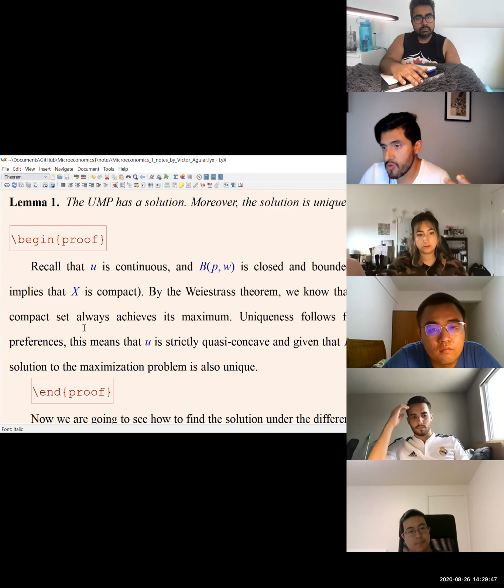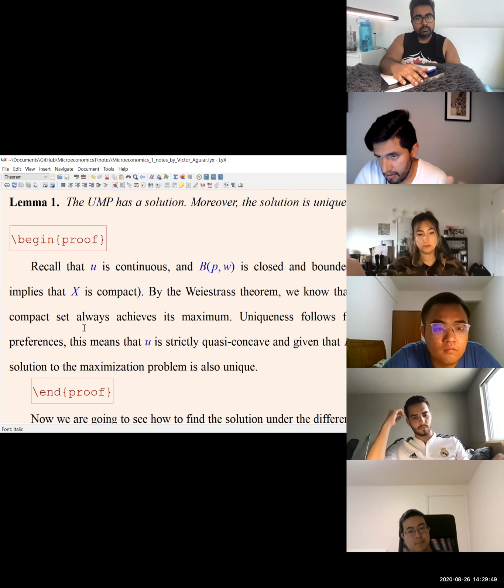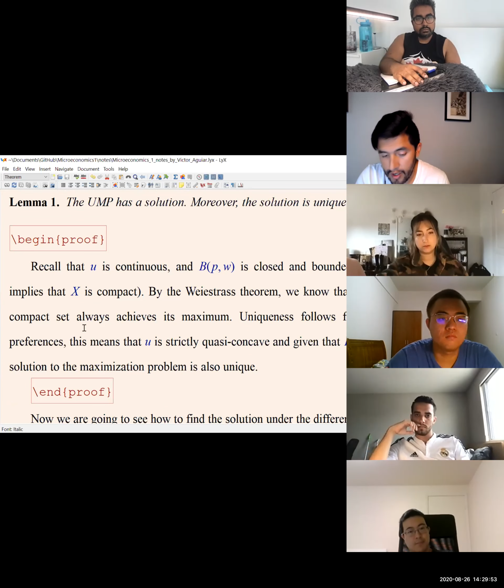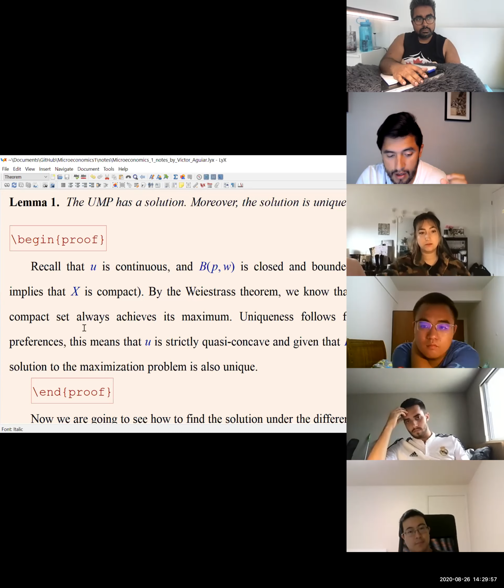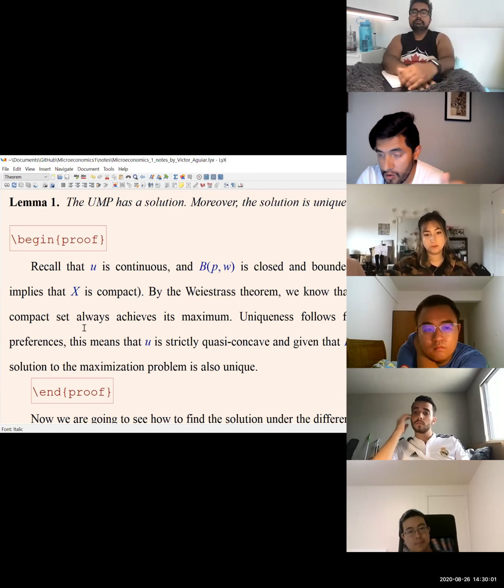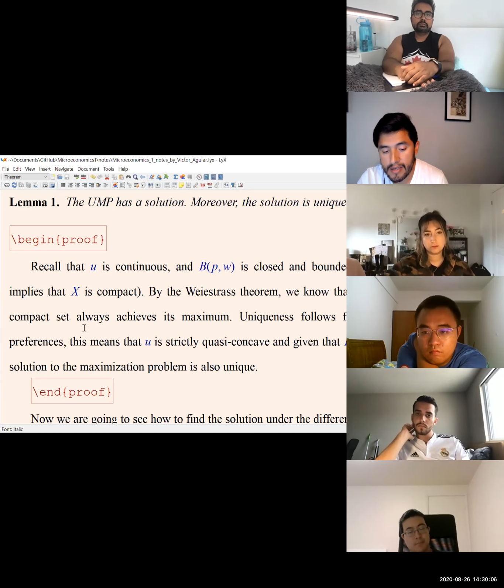So this, you can use what Maria told you, or is gonna teach you. Recall that U is continuous, okay? And the budget constraint is closed and bounded, right? And you can compactify it, in fact, and you can make it closed. And then by Weierstrass theorem, we know that a continuous function on a compact set always achieves its maximum, okay?